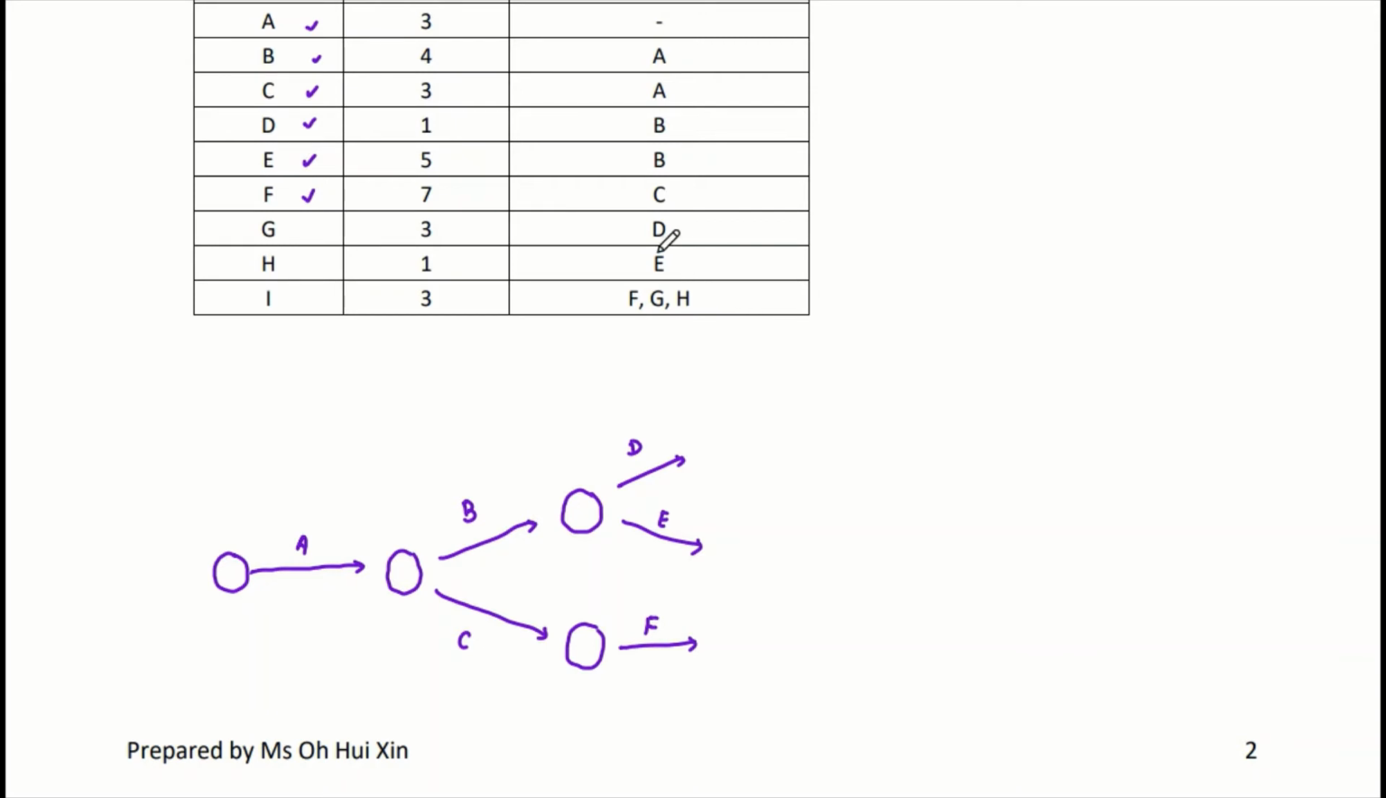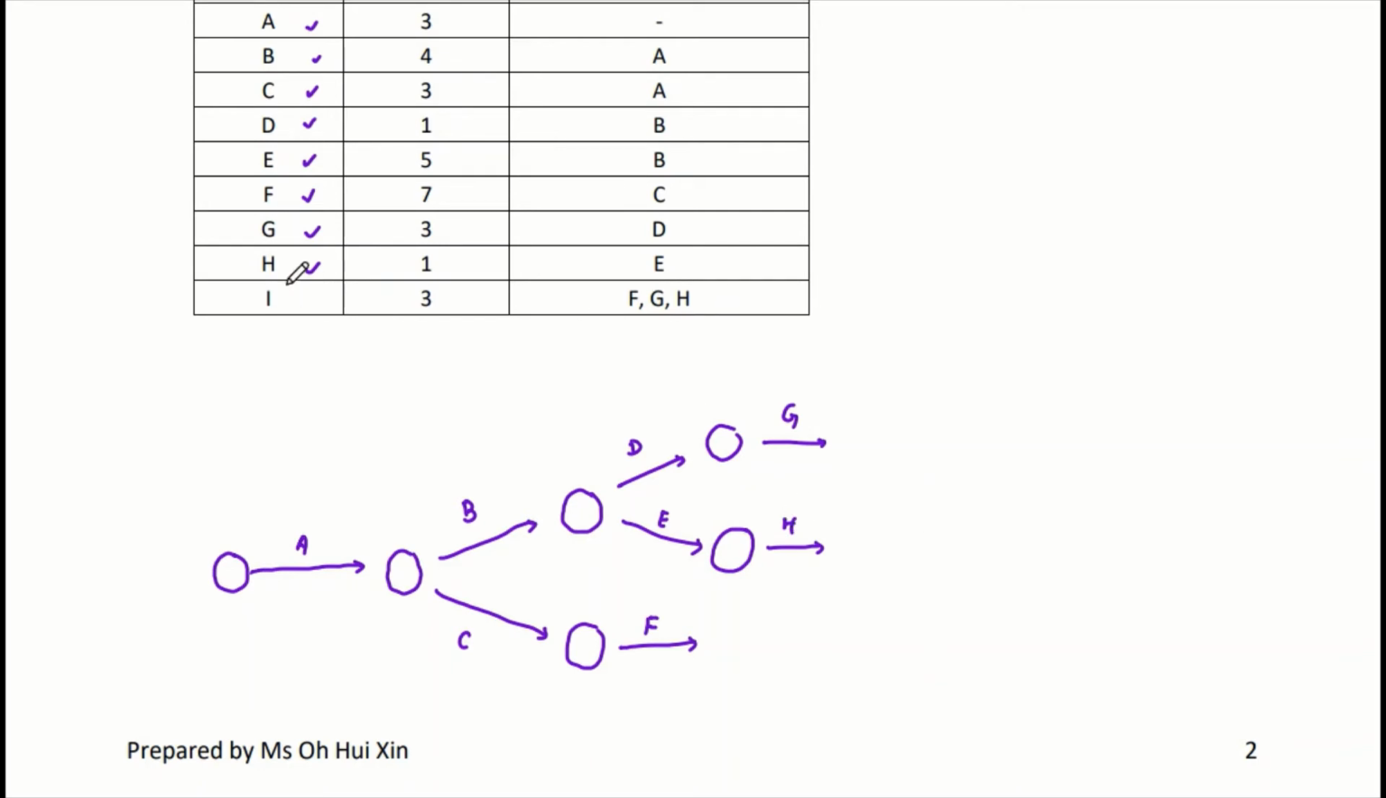After D, you can proceed with G. After D, we can proceed with G. And continue. After E, we can proceed with H. So after E, this is the checkpoint for the completion of E. Then after that, we can do H now.